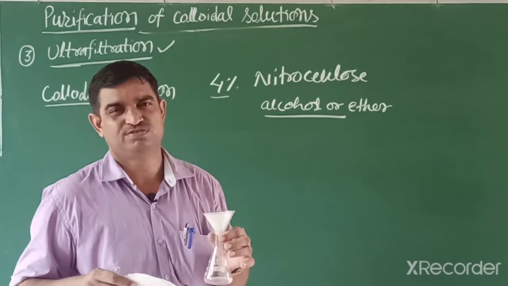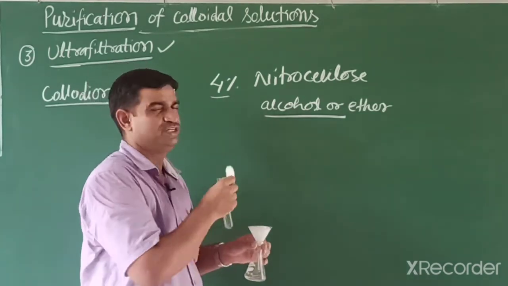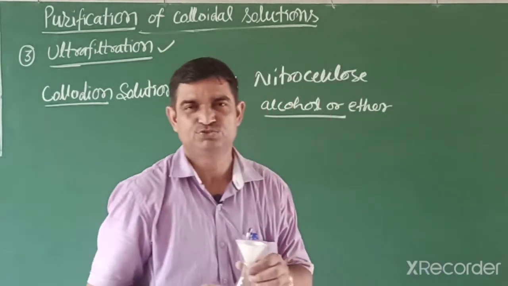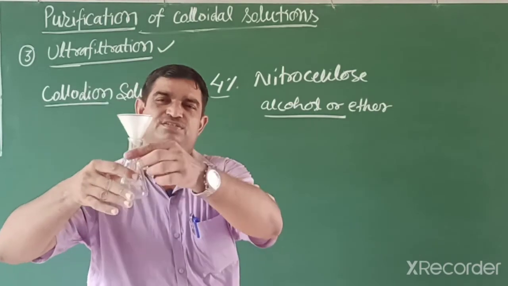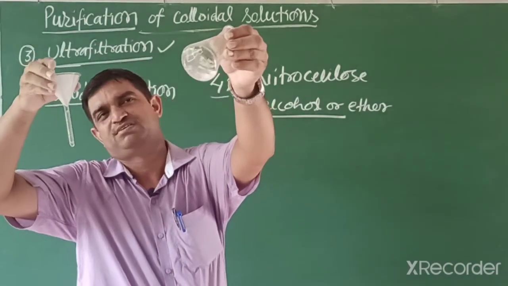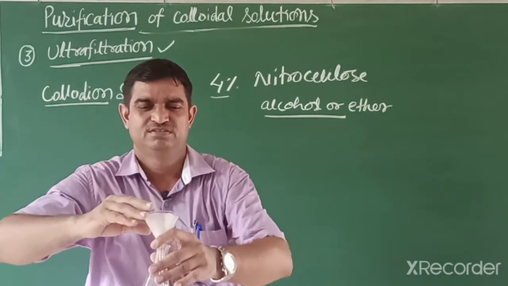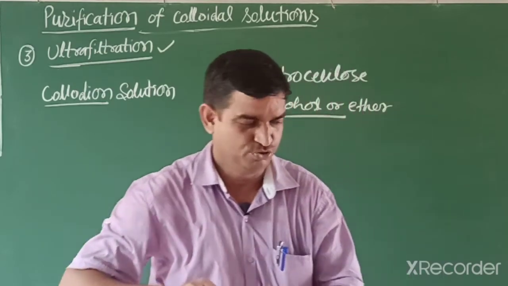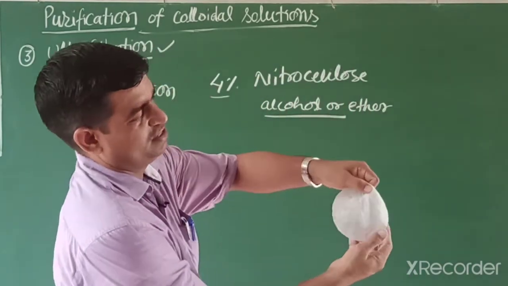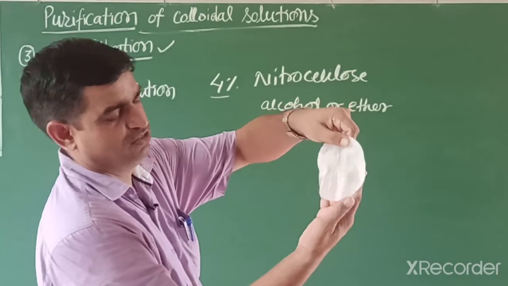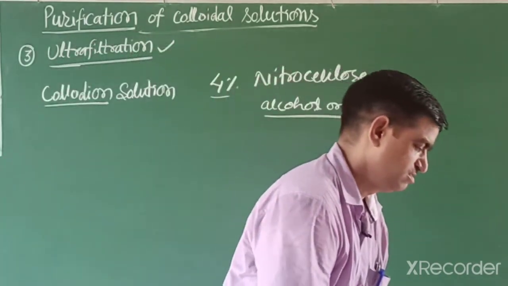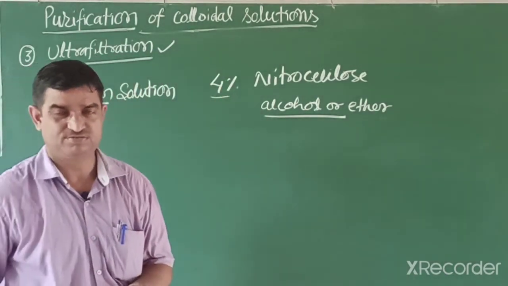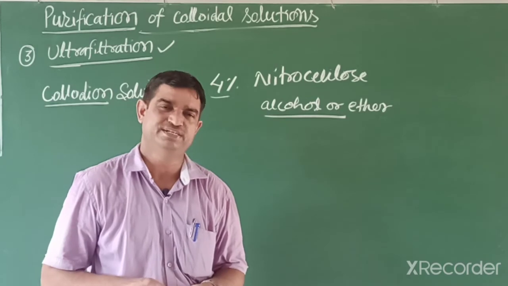So in this process we can remove the impurities of electrolytes and solution particles. Students, this way you get the colloidal sol, and the suspension particles I can show you above on the filter paper. These are lesser in number, so these are suspended particles. But for colloids we make a special filter paper. In this way we have to purify the colloids.